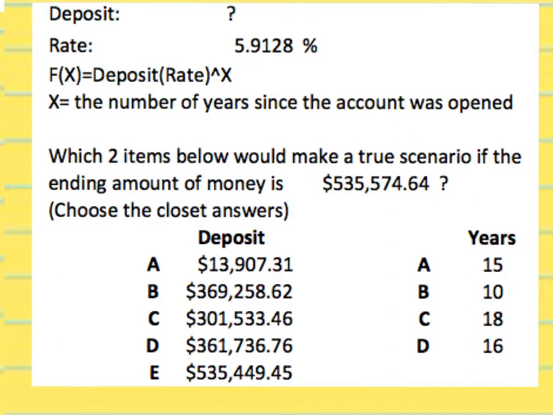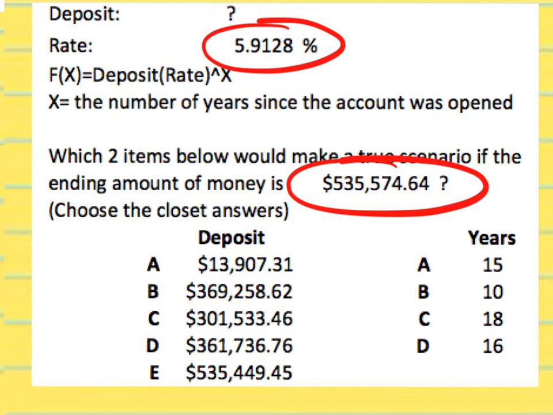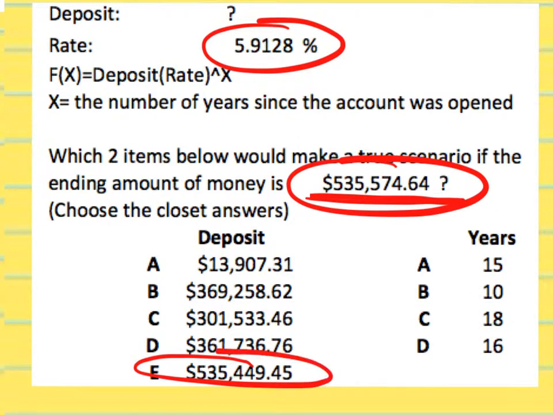On this problem, you don't know the deposit. You know that you end up with this here, and that this is the rate. Well, if you end up with this, what you started with must be before that. So they're all before this one. That's kind of close.